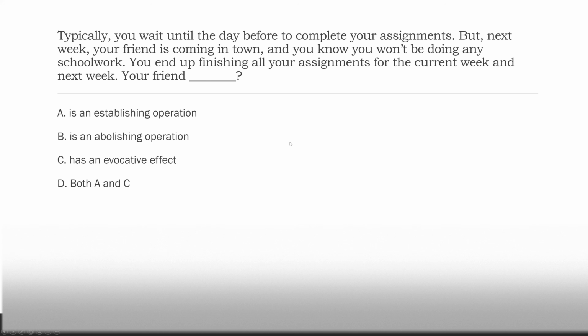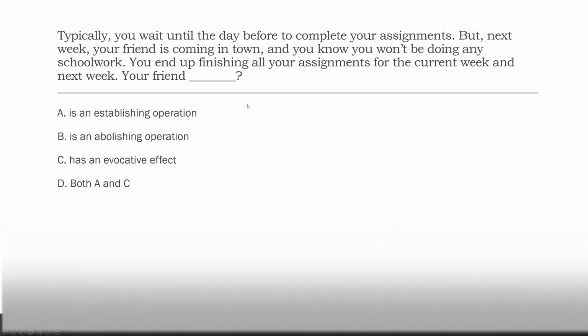Do we pick A and move on? Don't. We'll read all of our answer choices. So B, an abolishing operation. Can't be establishing and abolishing. And since we know it's an establishing operation, it can't be B. C has an evocative effect. Now, remember, MOs typically establish or abolish, and then evoke or abate. Okay, so they have value altering and then behavior altering.